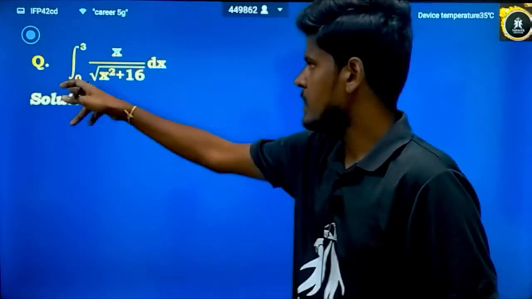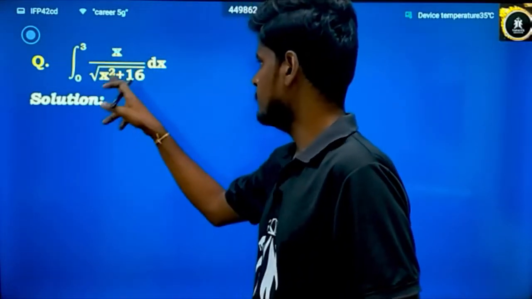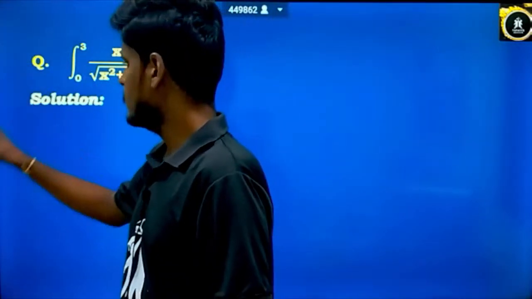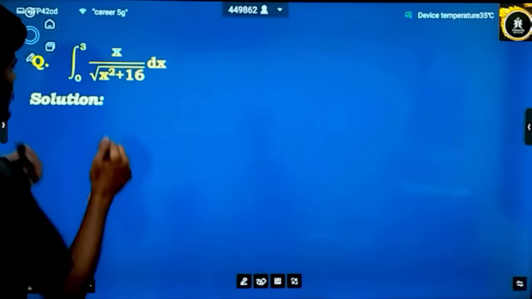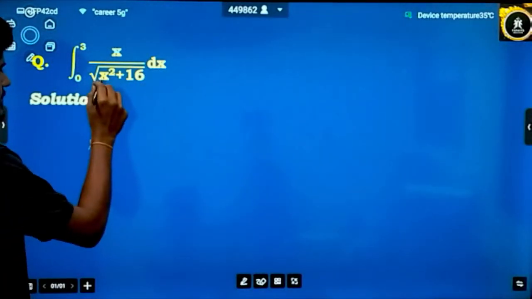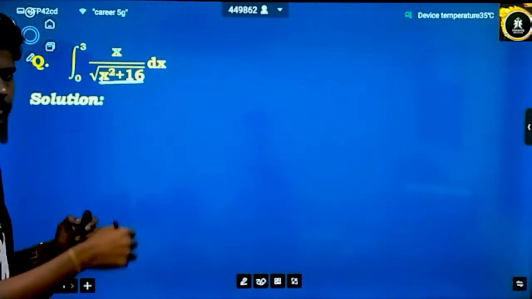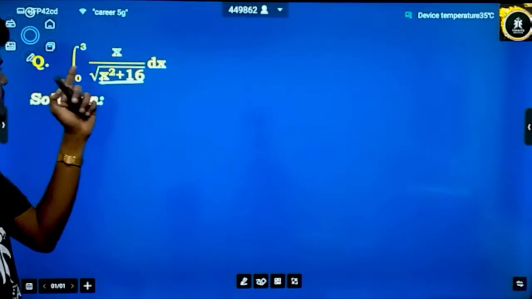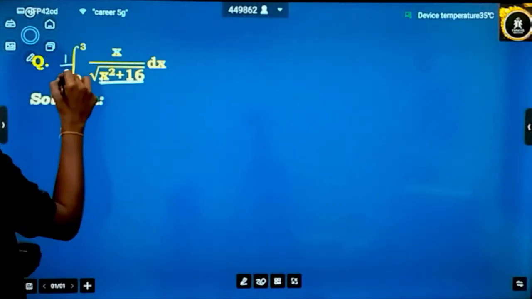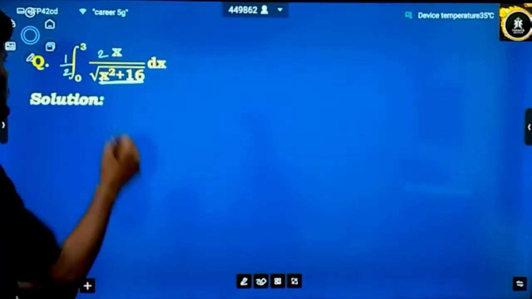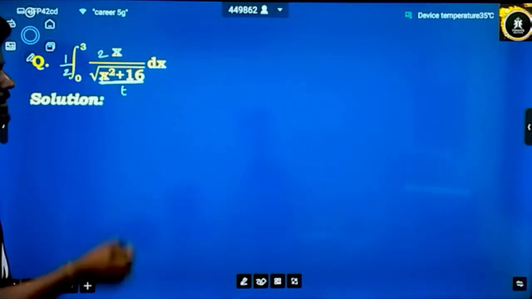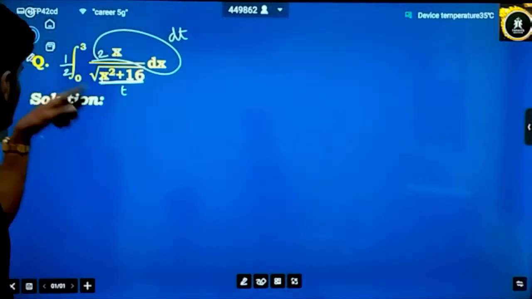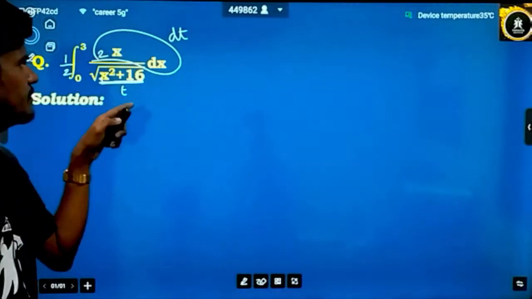Next question is, integration between 0 to 3 of x divided by square root of x square plus 16 dx. Another easy question. Can you answer now? What we are going to do? By observation, the differentiation of the term inside the square root, x square, is 2x. So that is in the numerator. We can divide and multiply by 2. Then we will get this expression. If we take this as t, this 2x dx will become dt. That means this integration is of the form 1 by 2 of integral dt by root t.